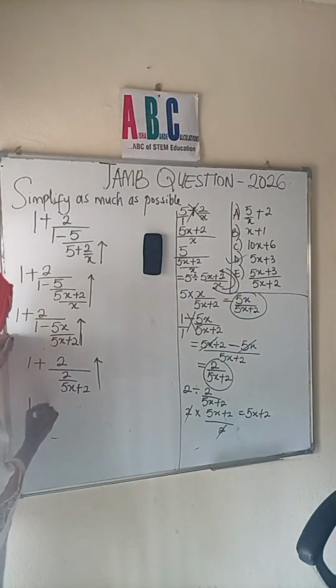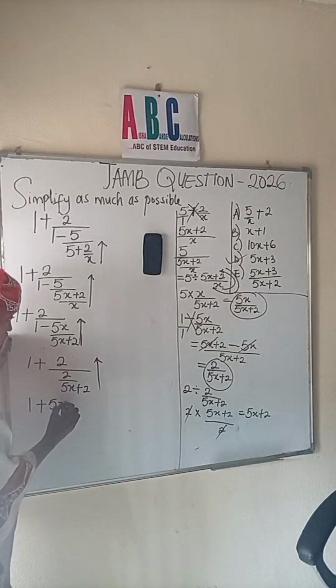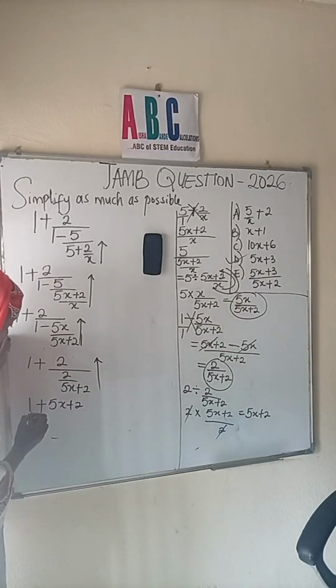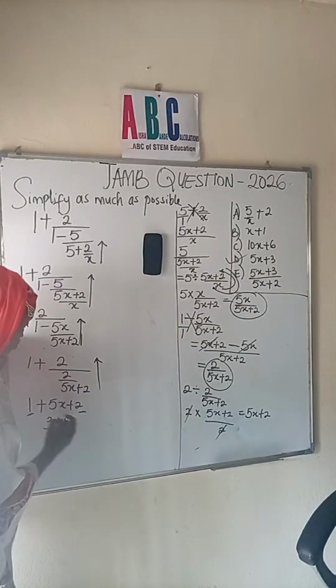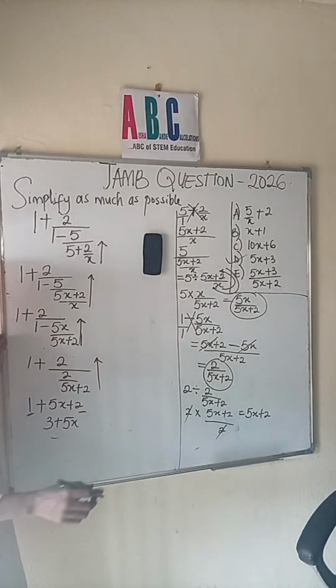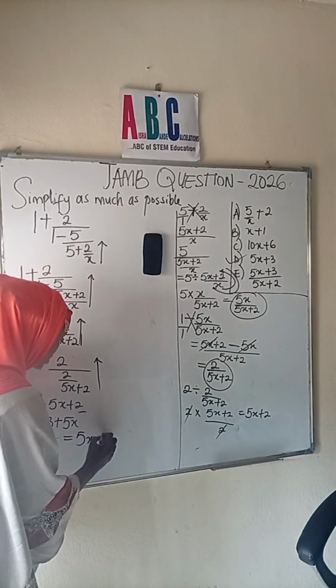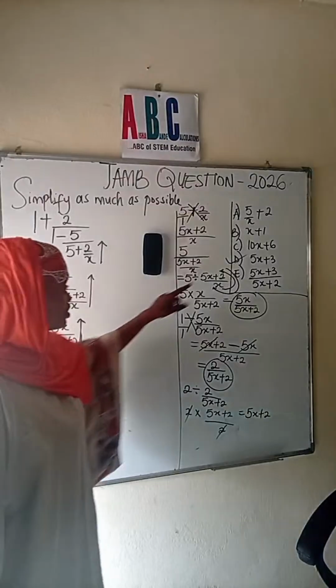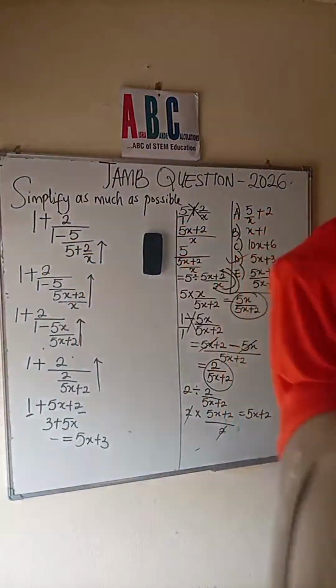So we have made this become 5x plus 2, right? So this becomes 1 plus the whole of this, which is now 5x plus 2. If you add 1 and 2, it gives us 3. So we have 3 plus 5x. They are not like terms, so we can't add them together. So this can also be written as 5x plus 3. That's how we got the answer D as 5x plus 3, okay? So I hope it's clearer now.